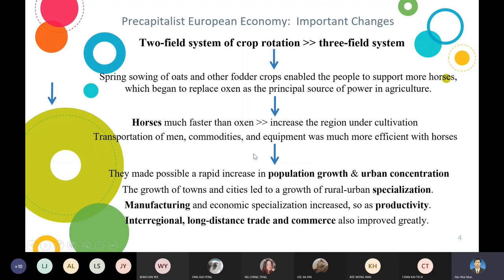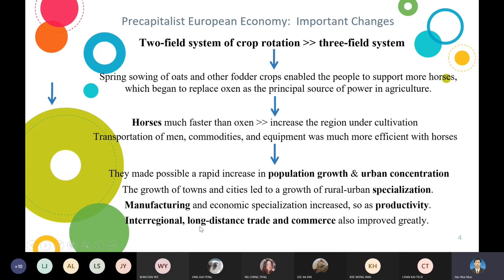Right? So in this case, you see, one thing leads to another. You change the production system from two-field to three-field, you can produce more crops, more agricultural product. Then you can produce more horses, and more horses give you more efficiency. Then you can transport your goods and your community to further places, you can trade more, you can earn more money, more income. Then when you can use your horse to go further, you can cover more land, and you can produce even more agriculture. So population will be growing. Then you may have some urban concentration, then manufacturing and the economy become specialized.